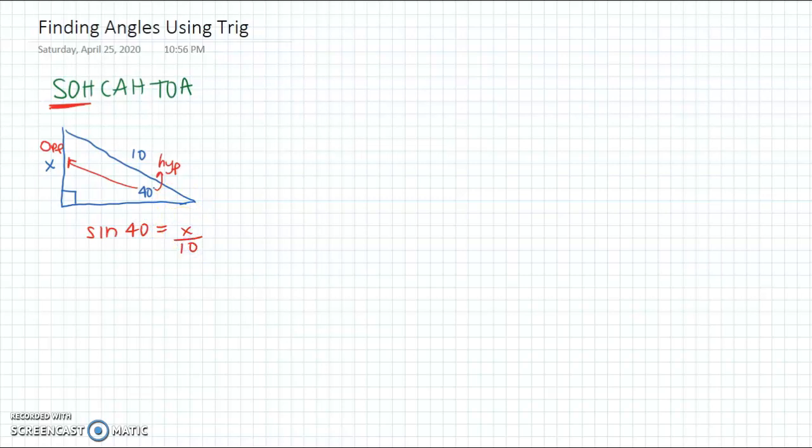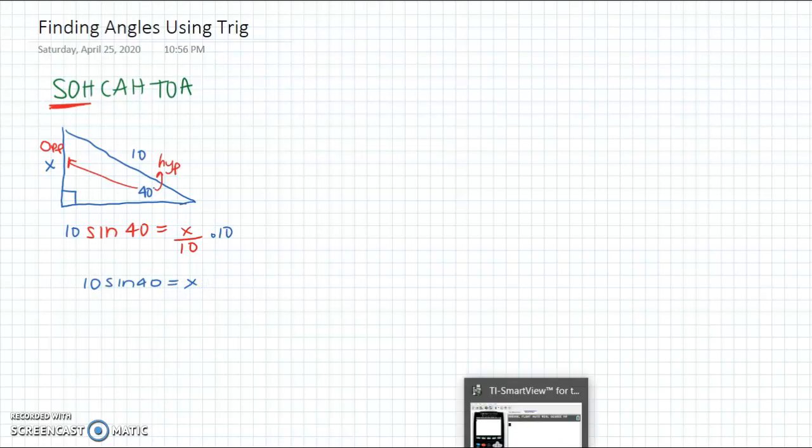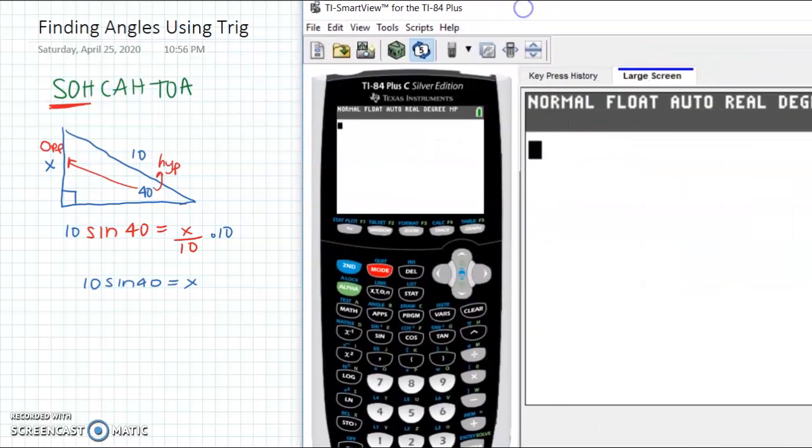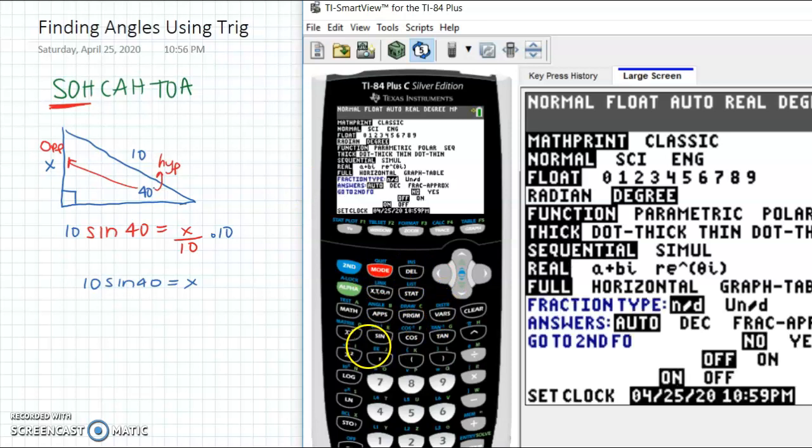And then to solve this, I would multiply to get rid of the fraction. And then it comes the time when I would put this into my calculator. If you don't have your calculator, pause the video and go get one, because you're going to need one again for today. If you pull up your calculator, again, make sure you're in degree mode. So you hit your mode button. If you notice, I'm already in degree mode, so we're good there.